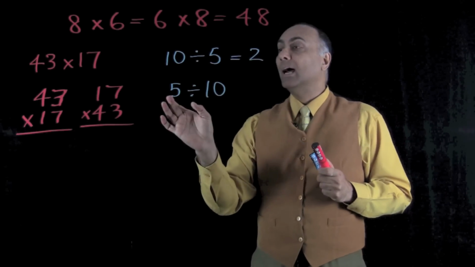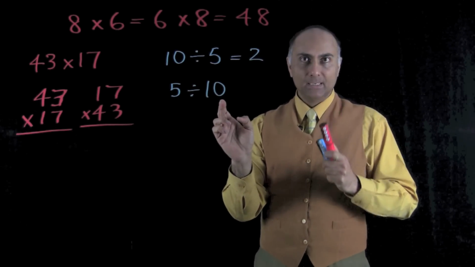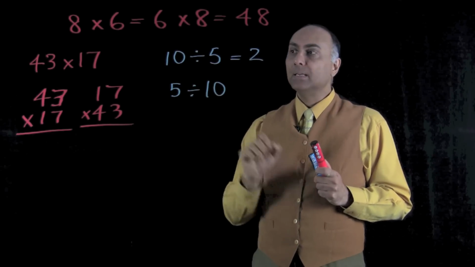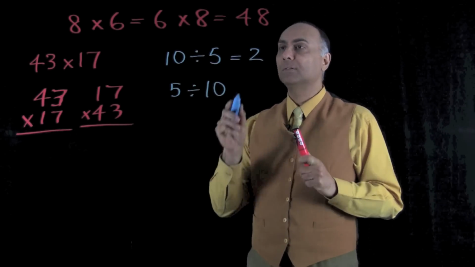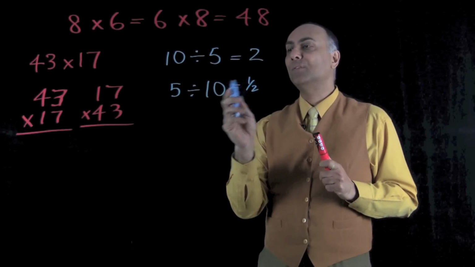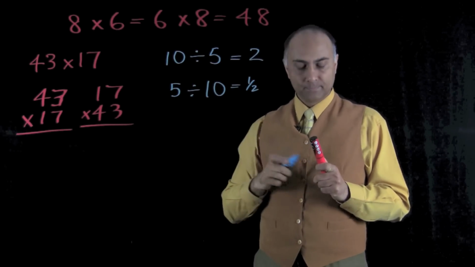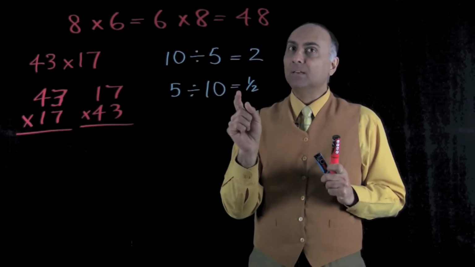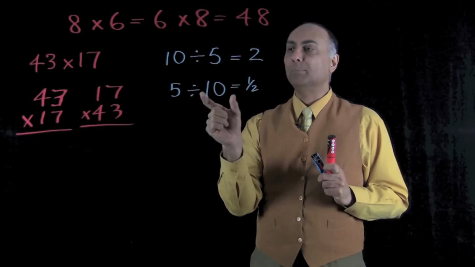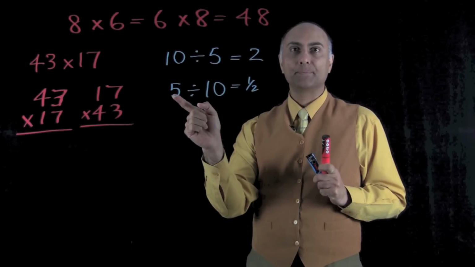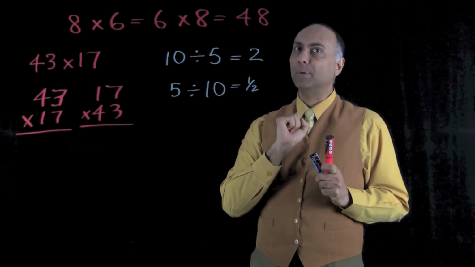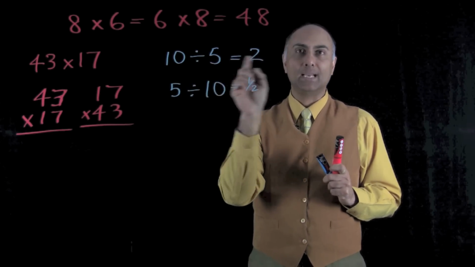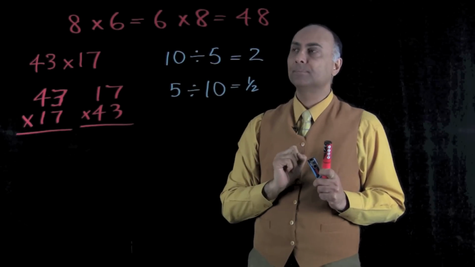But if it's 5 divided by 10, then the question is how many 10s go into 5? And the answer to that is only half. You cannot fit a whole 10 into a 5. So when you divide a smaller number by a bigger number, the answer is going to be less than 1, because the bigger number will not fit a whole once into the smaller number. So really important that you always divide the first number by the second number and not the other way around.